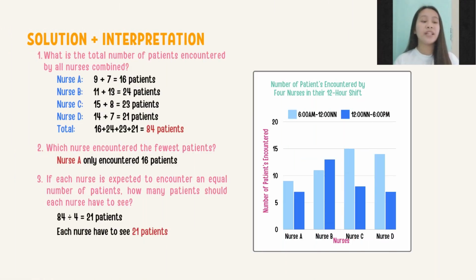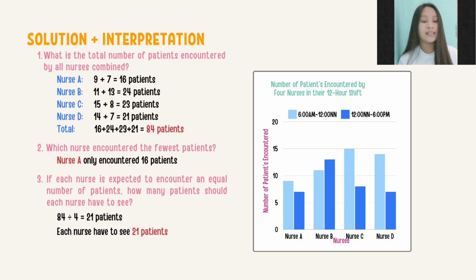In this problem, we're given data representing the number of patients encountered by each nurse. To find the total number of patients encountered by all the nurses combined, we add up the number of patients by each nurse, starting with Nurse A with 9 and 7 patients, which gives us a total of 16 patients. Nurse B with 11 and 13, which gives us 24 patients. Nurse C with 15 and 8, which gives us 23 patients. And Nurse D with 14 and 7, which gives us 21 patients.